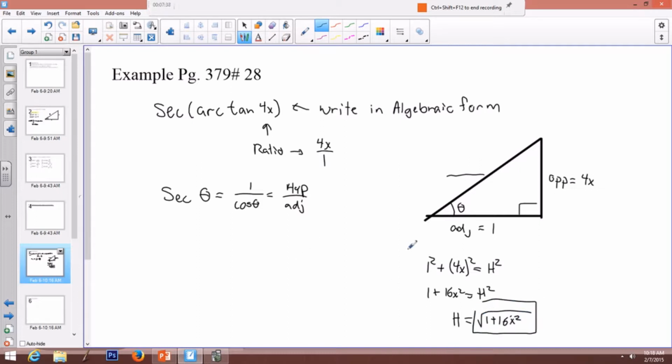So now I can take the adjacent side, which I know to be 1, and the hypotenuse, which I know to be the square root of 1 plus 16x squared, and I can just plug them in. So the secant of this is going to equal, well, because it's over 1, it's just going to be equal to the square root of 1 plus 16x squared. And that is going to be my algebraic form of the secant of the arctangent of 4x.